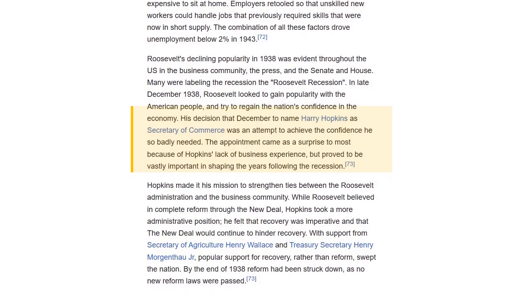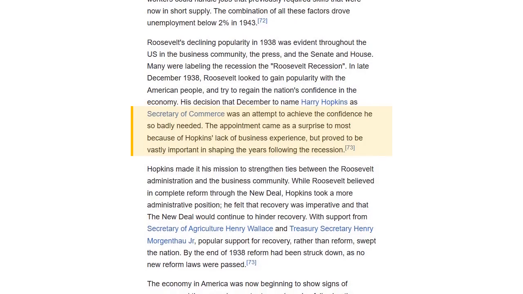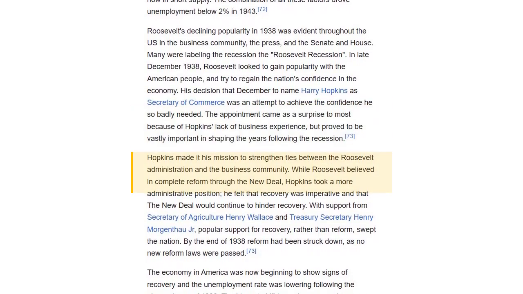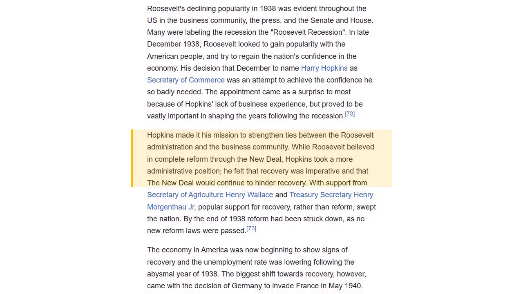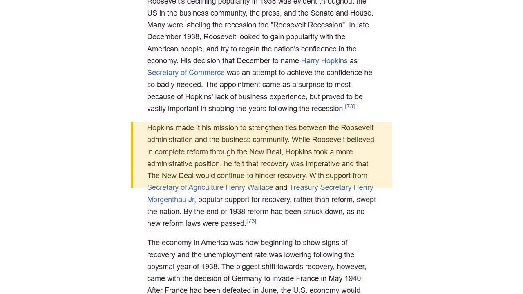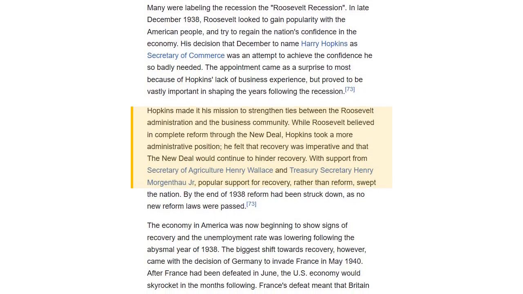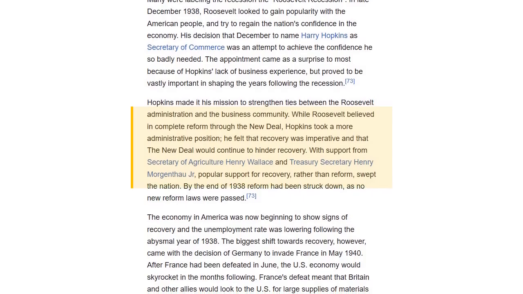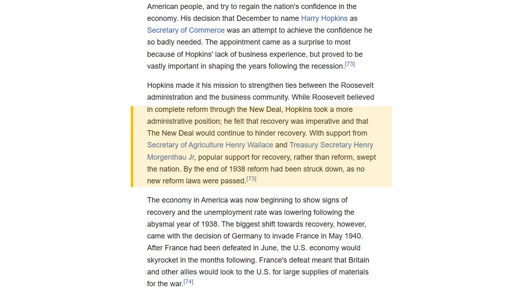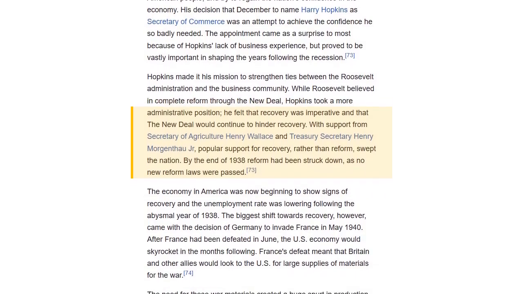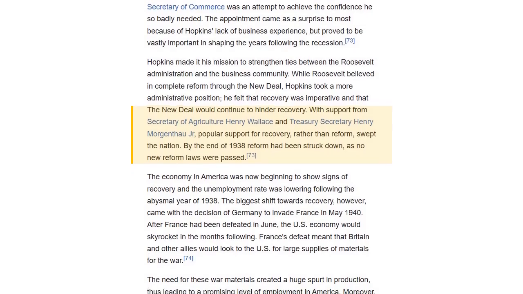The appointment came as a surprise to most because of Hopkins' lack of business experience, but proved to be vastly important in shaping the years following the recession. Hopkins made it his mission to strengthen ties between the Roosevelt administration and the business community. While Roosevelt believed in complete reform through the New Deal, Hopkins took a more administrative position. He felt that recovery was imperative and that the New Deal would continue to hinder recovery. With support from Secretary of Agriculture Henry Wallace and Treasury Secretary Henry Morgenthau Jr., popular support for recovery, rather than reform, swept the nation.